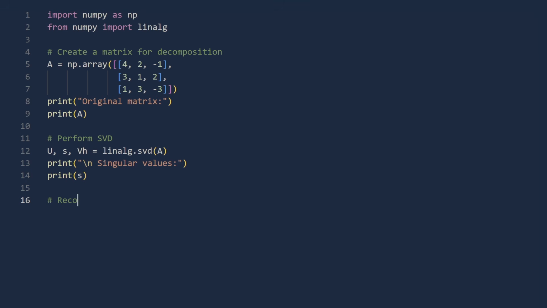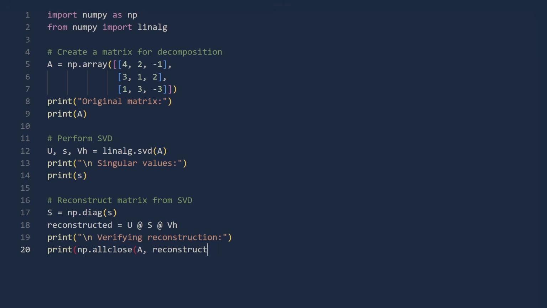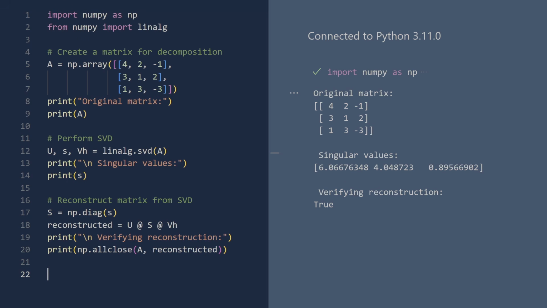Let us verify we can reconstruct our original matrix from these components. Run. The reconstruction matches perfectly. This confirms our decomposition is correct.